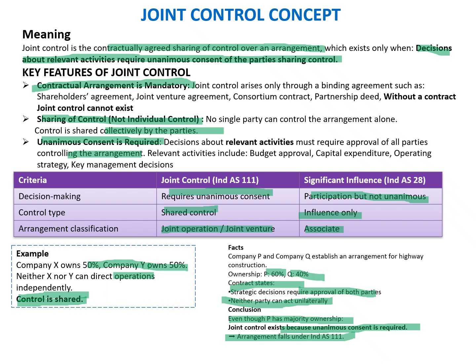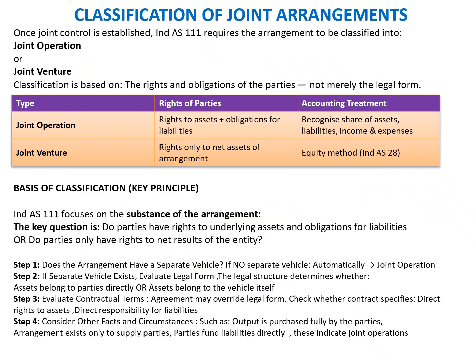So we'll move to the next slide. Okay, now we have understood the concept of joint arrangement. We have also understood the concept of joint control. Now the next important thing that we need to do is the classification of that joint arrangement between joint operations or joint venture.